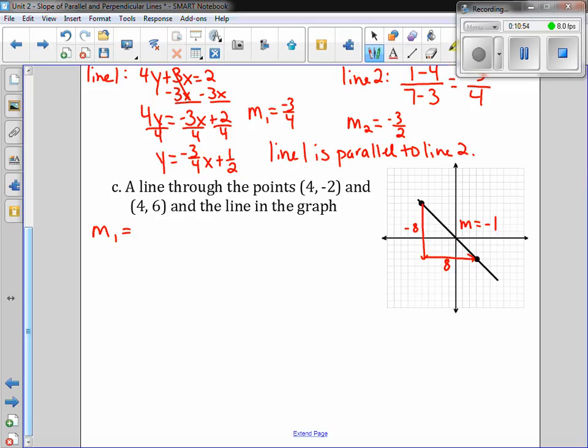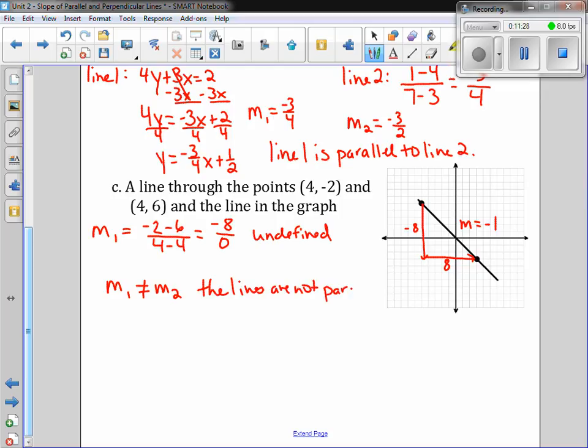Now I'm going to find the slope of our line with our points, -2 minus 6 divided by 4 minus 4. When I do so, I get -8 divided by 0. This is undefined because anything divided by 0 is undefined. And since the slope of the first line does not equal the slope of the line on the graph, the lines are not parallel.